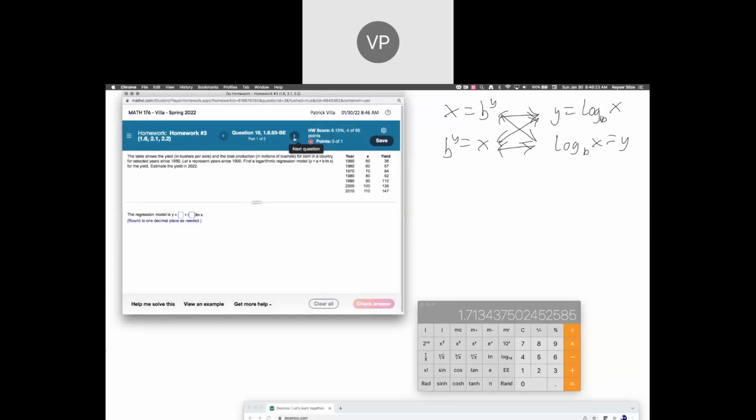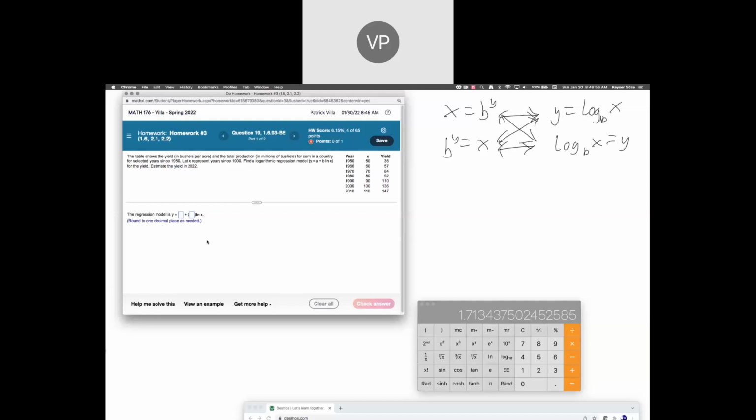Okay, so the table shows a yield in bushels per acre and the total production in millions of bushels for corn in a country for selected years since 1950. X represents the years since 1900, so that's why you see the X is 50, 60, 70 on this table on the right, because it's talking about how many years after. So 1950 is 50, 2010 is 110. Now they want you to find a logarithmic regression model for this, and they give you the equation to use.